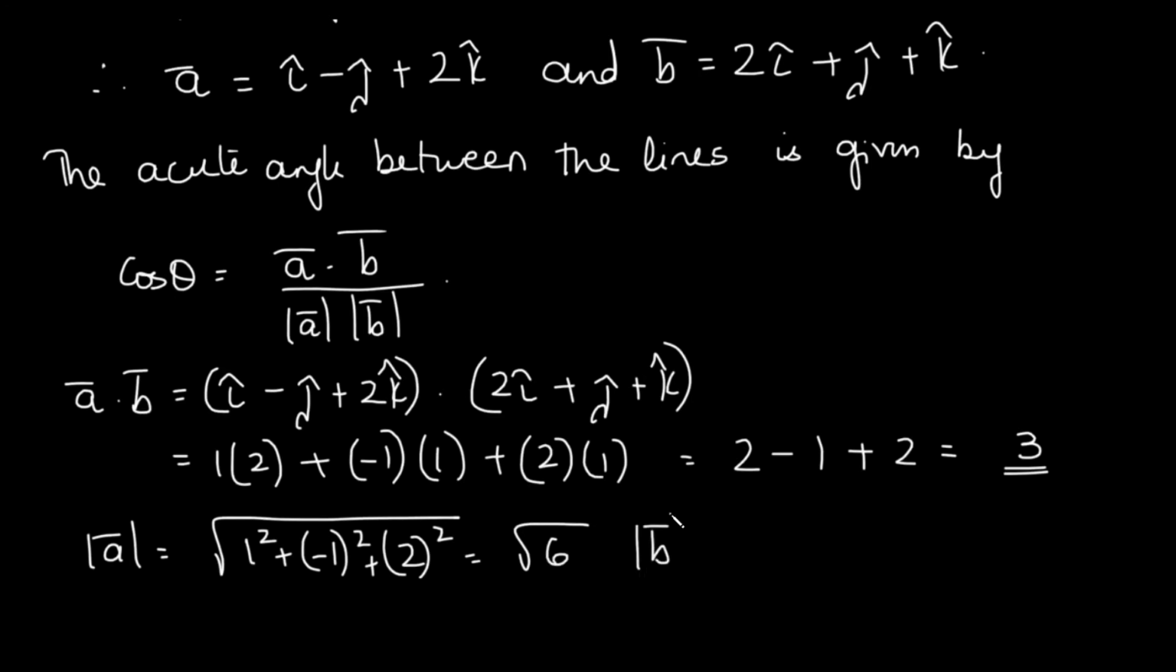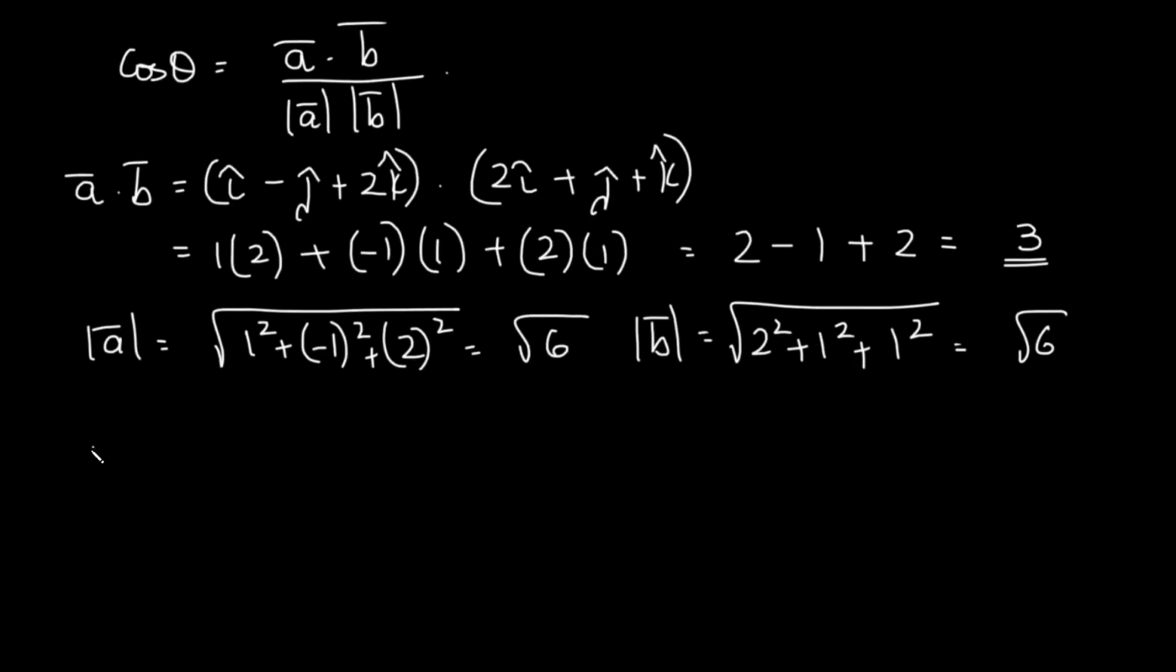Similarly, mod B, from these values we get 2 square plus 1 square plus 1 square, which is again root 6. So A bar dot B bar, mod A, mod B we already got. So thus we proceed to find cos theta. So therefore cos theta, from that we'll get theta.